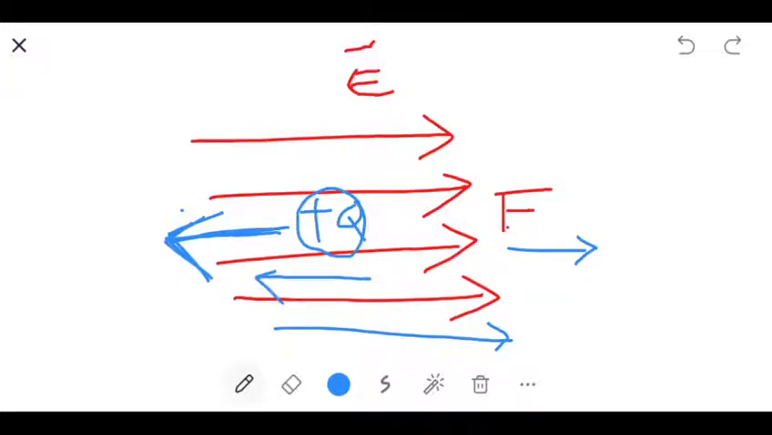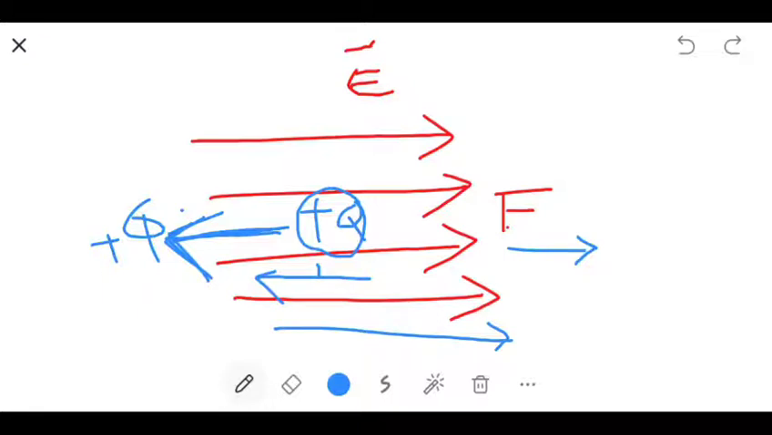The work done in moving a charge in an electric field against the electric field is nothing but potential. Work done is important for electric potential. Work done per unit charge is known as electric potential.